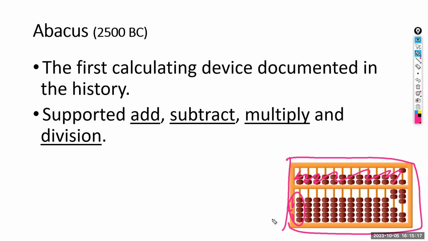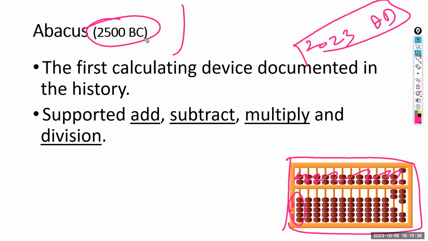So this device had been used by people since 2500 BC. You don't have to memorize these years. This is just for you to get a feeling about it. So now we are in 2023 AD, so that means this is before Christ. So the concept of the abacus was first developed about 5,000 years ago. Right, about 4,500 years ago, more than 4,500 years ago.